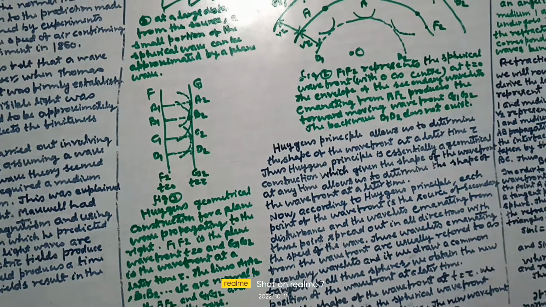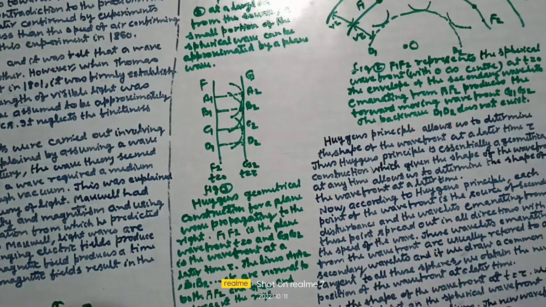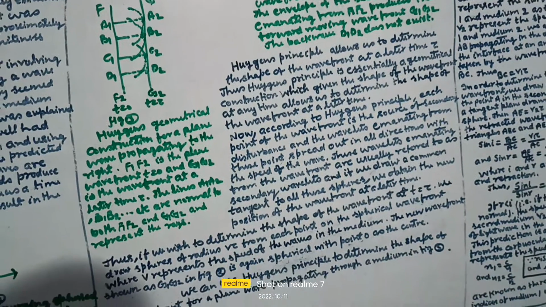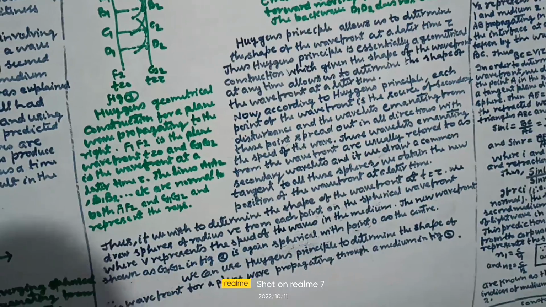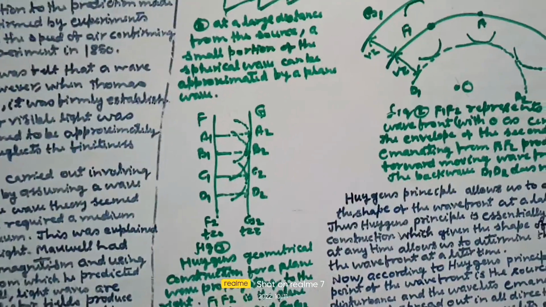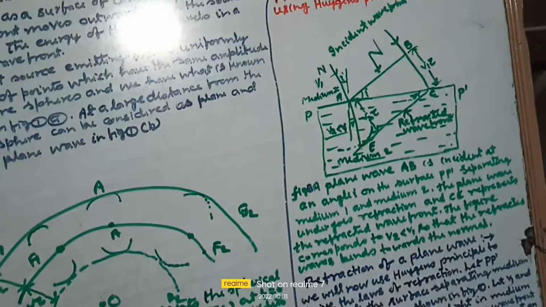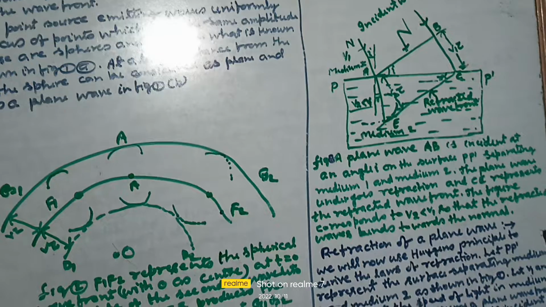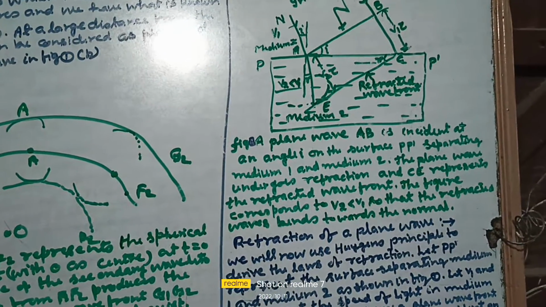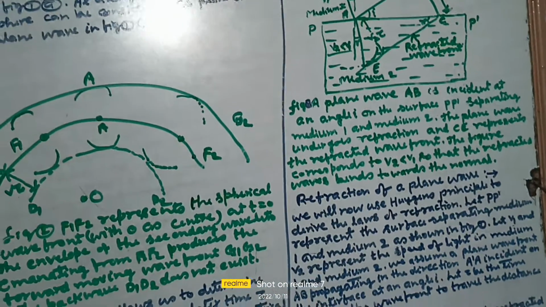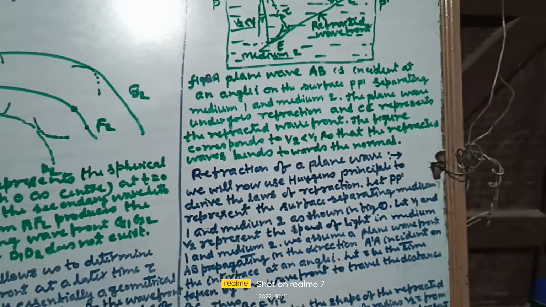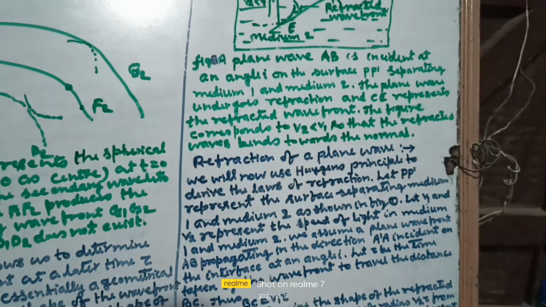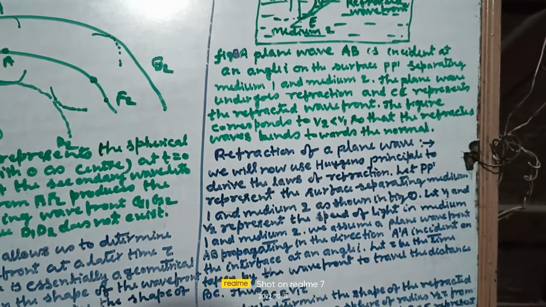We can use Huygens principle to determine the shape of the wavefront for a plane wave propagating through a medium, as in figure 3. Now, refraction and reflection of a plane wave using Huygens principle. As shown in figure 1a, a plane wave is incident at an angle i on the surface PP' separating medium 1 and medium 2. The plane wave undergoes refraction and C represents the refracted wavefront.